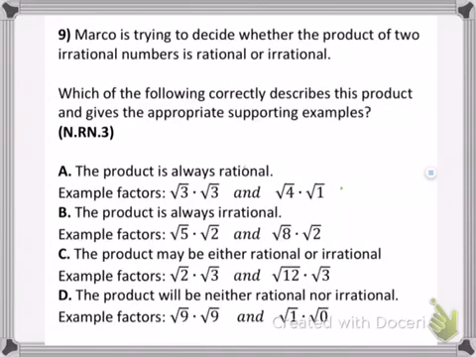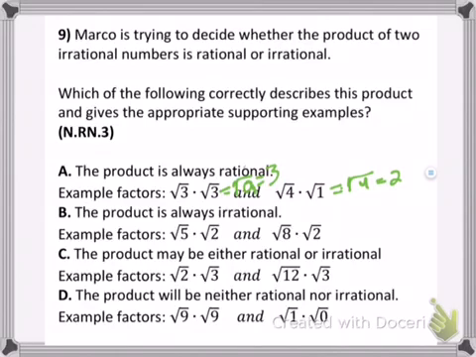Which of the following correctly describes a product and gives the appropriate supporting example? A, the product is always rational. So we have the square root of 3, radical 3 times radical 3, radical 9, which equals 3. Radical 4 times radical 1 gives me radical 4, which gives me 2. Those are both rational, but let's keep looking and see.